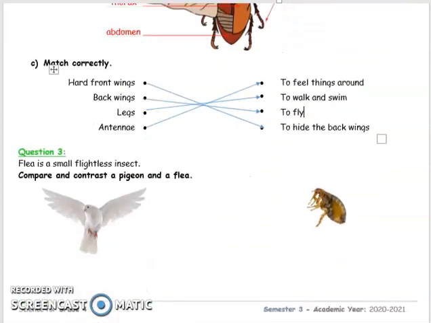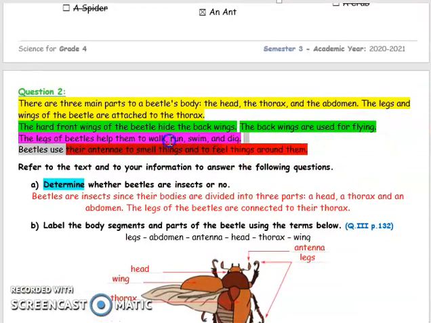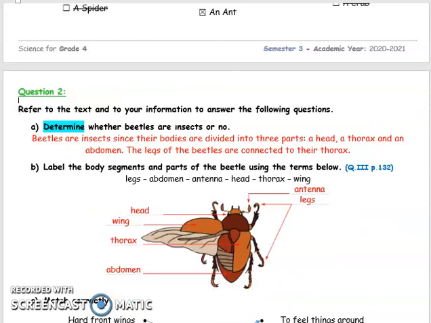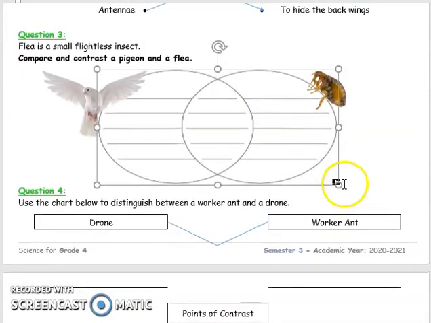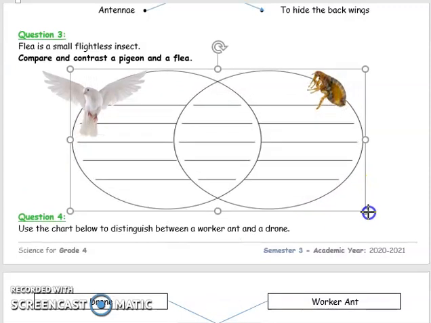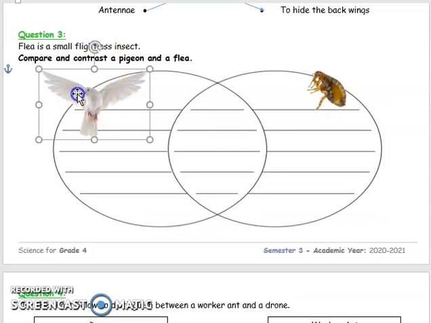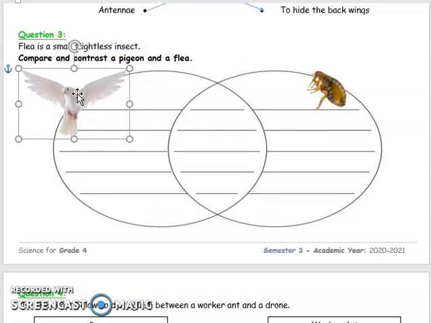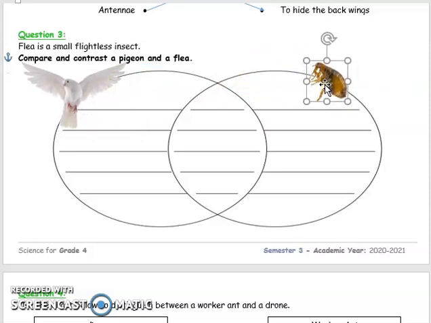Okay. Question number 3. Question number 3, we have to compare a flea and a pigeon, which is a bird. What do these 2 animals share? How are they similar, and how are they different? A flea is an insect, the pigeon is a bird.